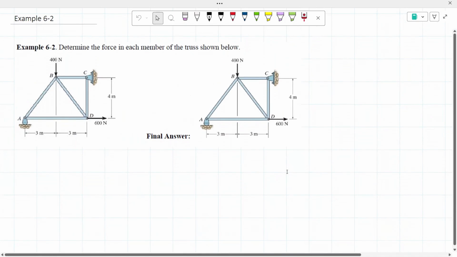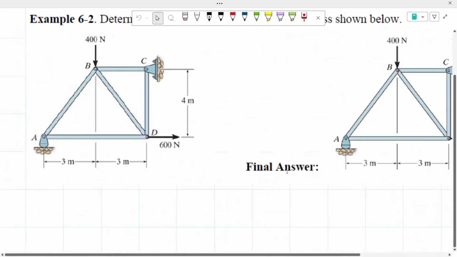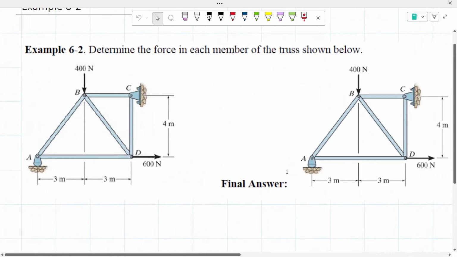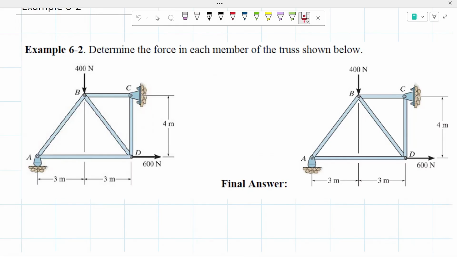Hello everyone, today we're going to be working on example 6-2, and this example is asking us to determine the force in each member of the truss shown below. So the first thing that we have to do when determining the forces of each of those members is first determining the reactions.